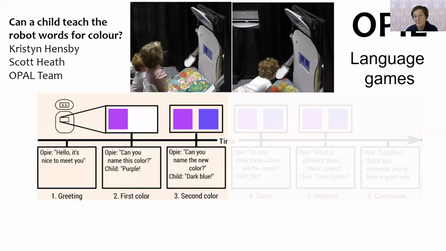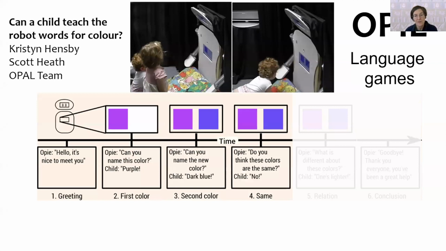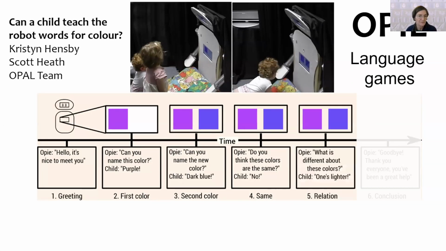And the child might say blue or dark blue. Do you think these colors are the same? So this is switching from the naming of colors to learning about relationships between them. And the child might say, no, they're not the same. Okay, so what's the difference? And then the robot can begin to learn what is the relationship that the child sees between these colors.